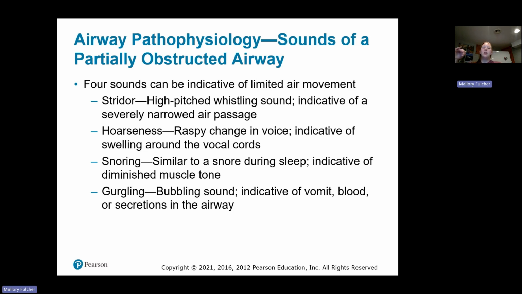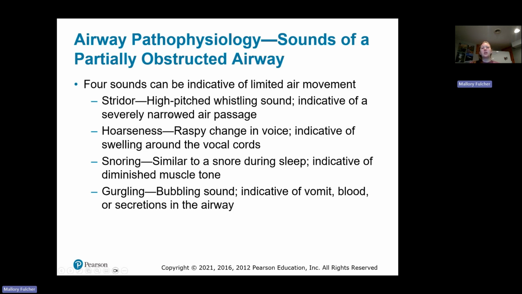It is indicative of diminished muscle tone. So oftentimes we're seeing this in patients that are incredibly intoxicated or have taken a lot of drugs. Think of your heroin overdoses or, like I said, alcohol intoxication. You get a lot of snoring from that. But we also have things like stridor, hoarseness, and gurgling.